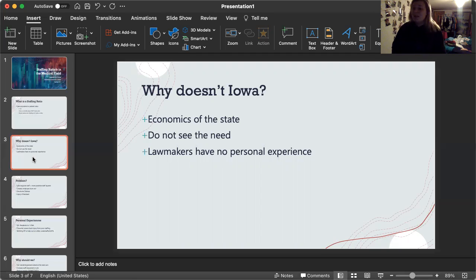A lot of people don't see the need for staffing ratios because they've never had to work firsthand in our field. Lawmakers have no personal experience, which if they had, I'm sure that they would be more apt to fight a little bit harder to help us.